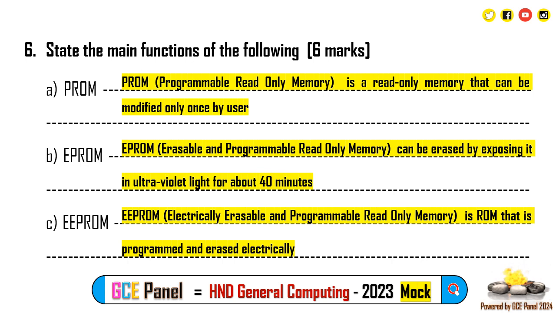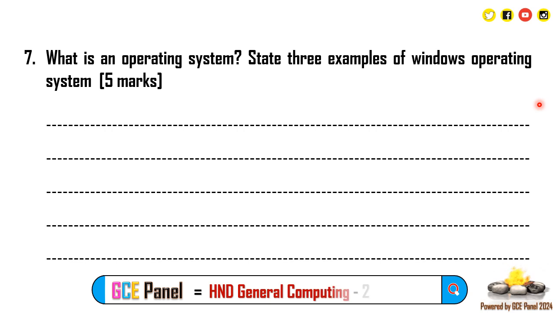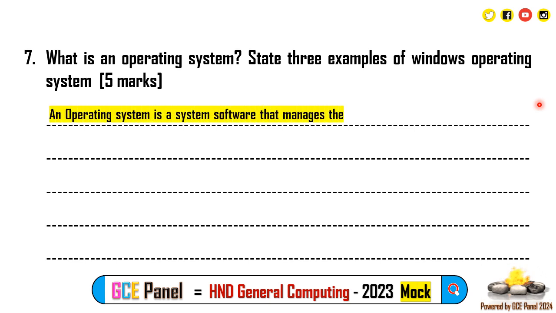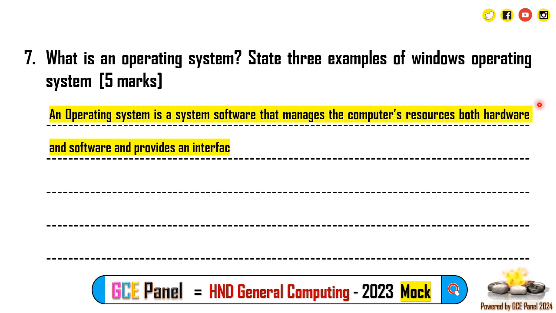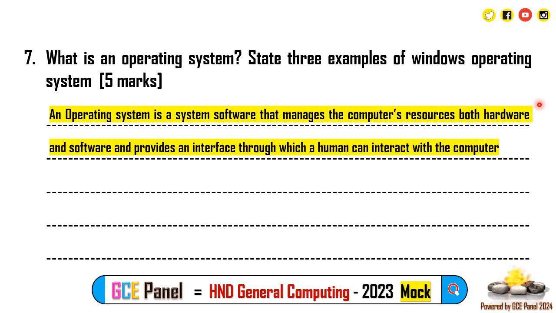Okay? Question 7. What is an operating system? State 3 examples of Windows operating system. So an operating system is a system software that manages the computer's resources, both hardware and software, and provides an interface through which a human can interact with the computer.